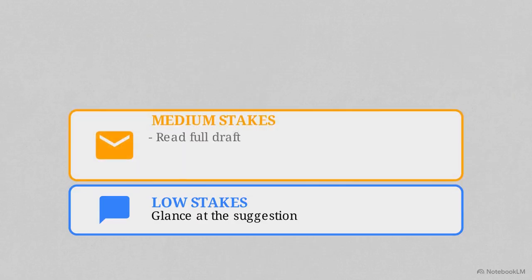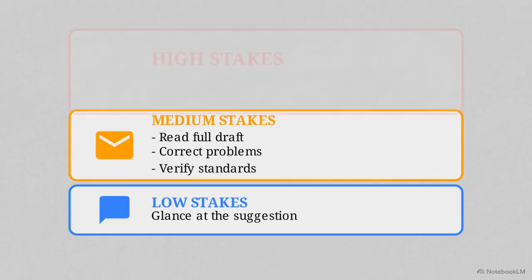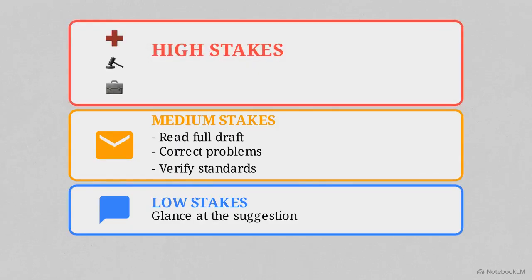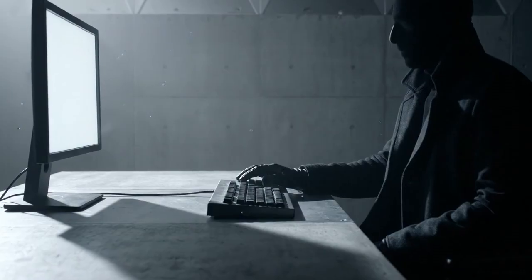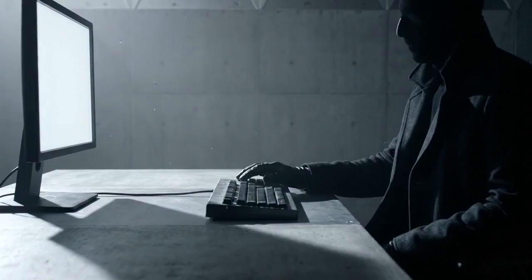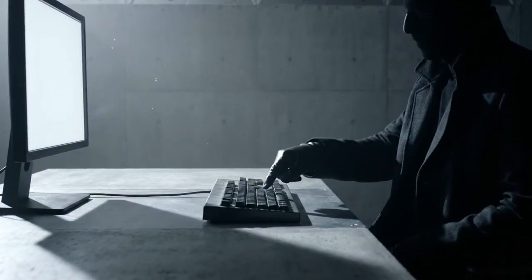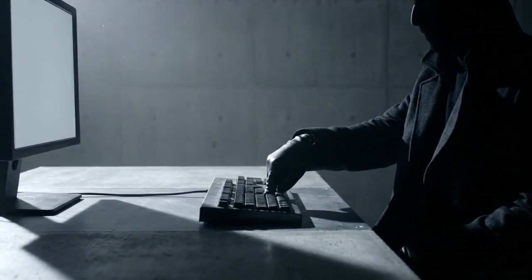For low stakes, like casual text autocorrect, a quick glance is enough. For medium stakes, like an AI-drafted email, read the draft, correct problems, and verify its standard. But high stakes, like medical, legal, or financial decisions, demand rigorous verification by a qualified human. In all of these scenarios, the AI's output is merely a draft. The ultimate responsibility to act always belongs to a person.